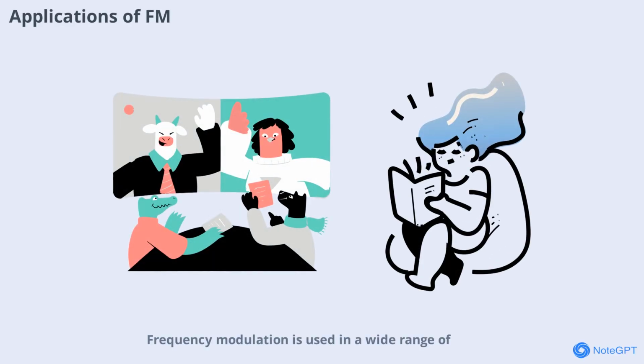Frequency modulation is used in a wide range of applications due to its robustness and high-quality transmission capabilities. FM is the standard for commercial radio broadcasting, providing clear and reliable audio to millions of listeners. It's also used in two-way radio communication, television sound transmission, and even in some data communication systems. The versatility and reliability of FM make it a cornerstone of modern wireless communication.